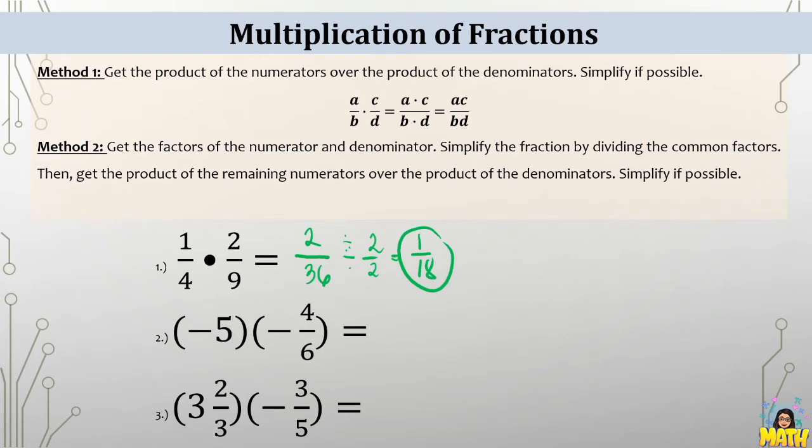Number 2, we have a whole number multiplied to a fraction. The whole number can also be rewritten as fraction wherein the denominator is equal to 1. So here, let's multiply. Negative 5 times negative 4. This one is positive 20. 1 times 6 is 6. And simplify if possible. This can be divided by 2. So this one can be 10 over 3.